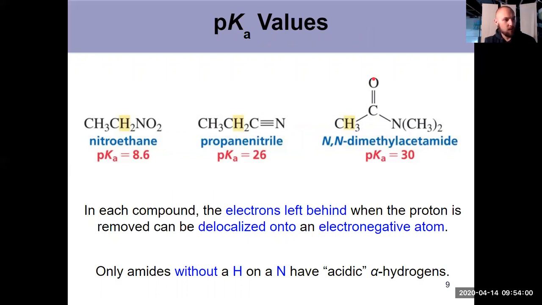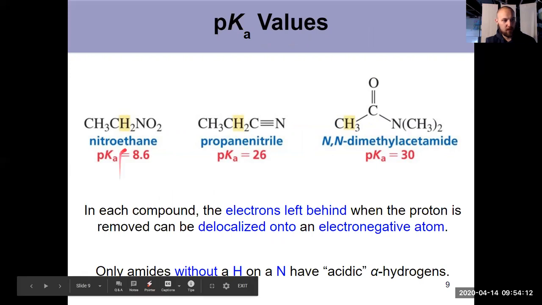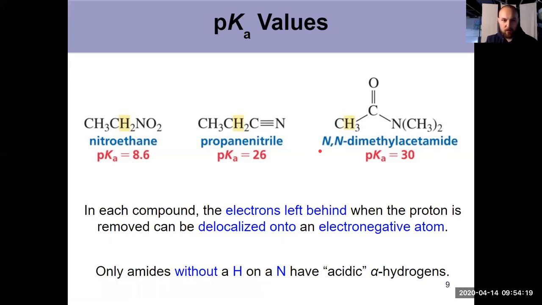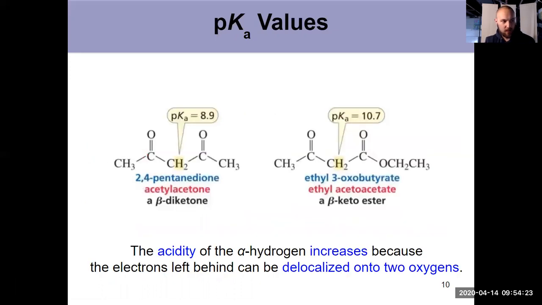As long as we have the ability to delocalize the electrons that get left behind in the alpha position, something will serve as a carbon acid. Okay? In all three of these situations, we get delocalized onto an electronegative atom. And if we have two groups that we can delocalize onto, we get even more acidic.